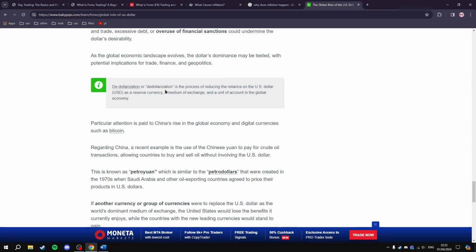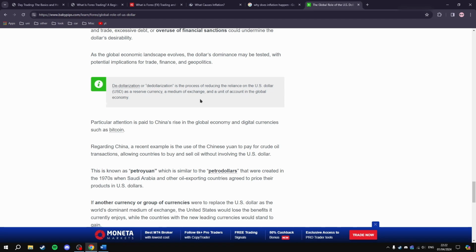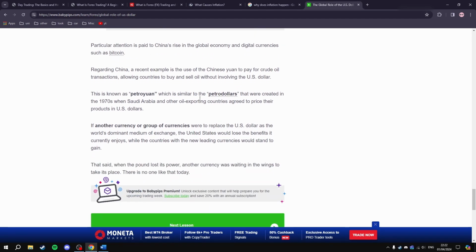De-dollarization is a process of reducing the reliance on the US dollar as a reserve currency, a medium of exchange and a unit of account in the global economy. Particular attention is paid to China's rising economy and digital currencies such as Bitcoin. Regarding China, a recent example is the use of the Chinese yuan to pay for crude oil transactions, allowing countries to buy and sell oil without involving the US dollar. This is known as the petro-yuan, which is similar to the petrodollars that were created in the 1970s when Saudi Arabia and other oil exporting countries agreed to price their products in US dollars.